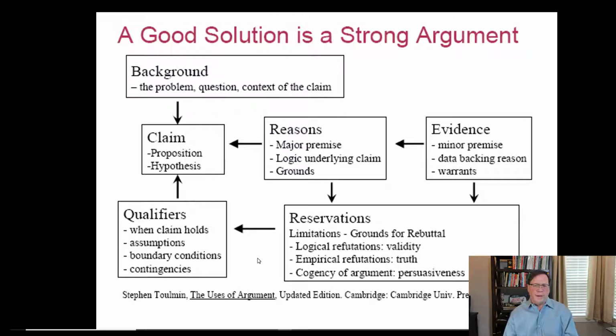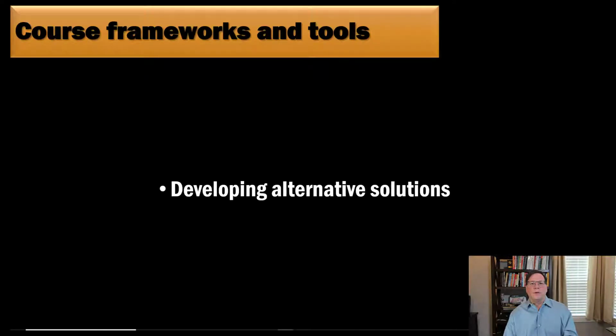So this is just kind of a basic framework for arguments and how you might think about what you're trying to do in terms of developing claims, and think about what these qualifiers are and what your reservations might be. And all that is kind of driven by evidence, right? So you just collected that evidence. So now you're trying to put together your arguments or your proposals for what you think the company should do.